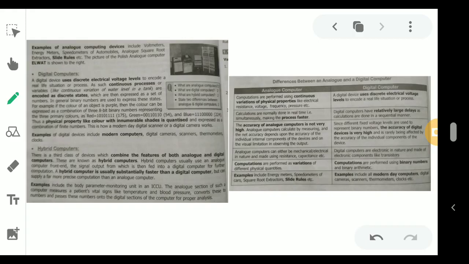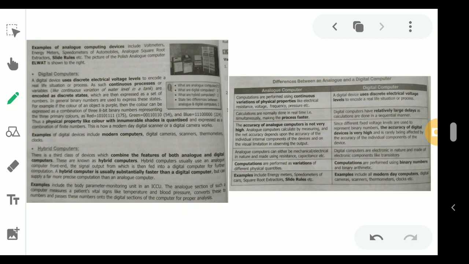Now in analog computers, calculations are normally done in real time, that is simultaneously, making the processor very fast. Digital computers have relatively larger delays as the calculation is done in a sequential manner. One after another it will do the processing, so as it is done in a sequential manner, the timing required is more compared to analog devices.